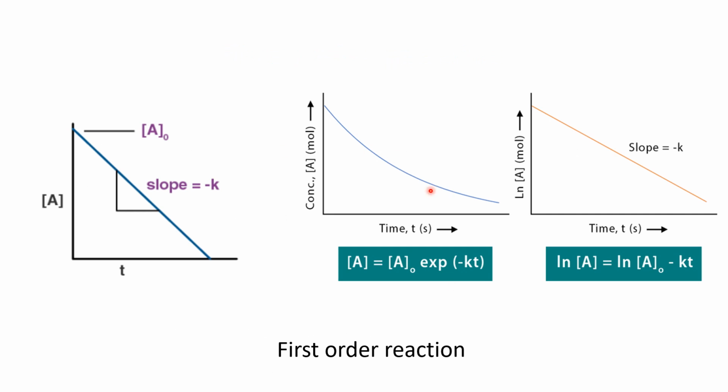These are the graphs for the first order reaction, in which you can see that as the concentration of the reactant decreases, the rate of reaction also decreases. So the rate depends on the concentration of only one reactant.